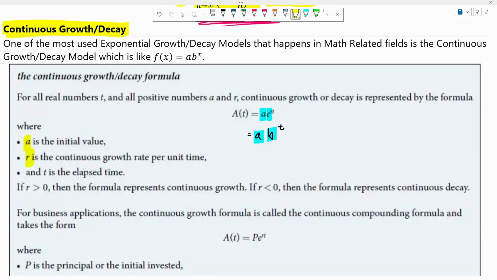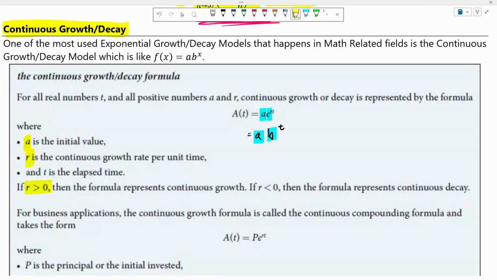The A is still our initial value, right? The R is the continuous growth rate or decay per unit time, whatever the time is this time. It doesn't have to be yearly now. It can be by minutes, by hours. And that's what's so great about this formula. And then the T is going to be the elapsed time, whatever it is. It can be hours, days, minutes, seconds.